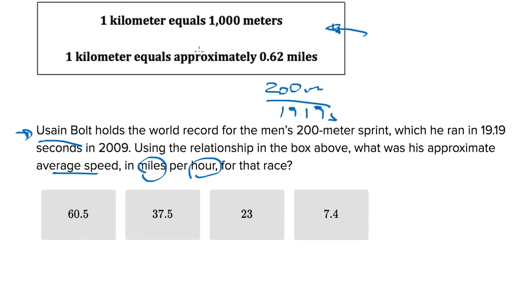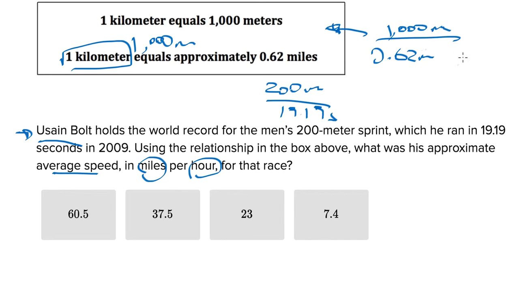So we have 1 kilometer equals 1,000 meters, and then 1 kilometer also equals 0.62 miles. So since we know this is 1,000 meters, let's just substitute this for 1,000 meters. That's hopefully something that you knew before, but it's not a big deal, they're giving it to you. 1,000 meters over 0.62 miles is the rate that we have.